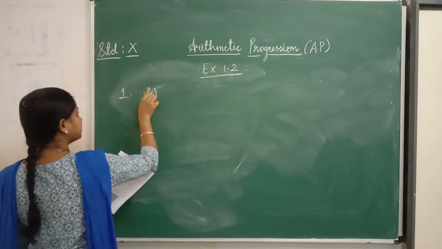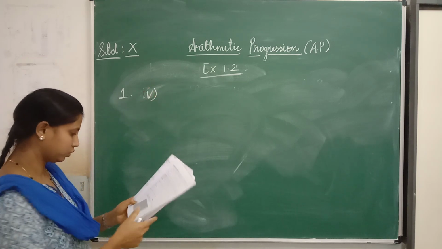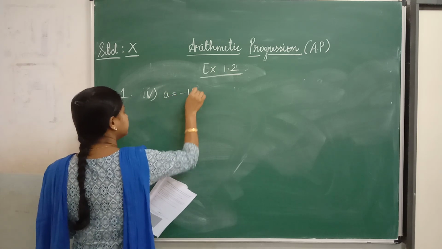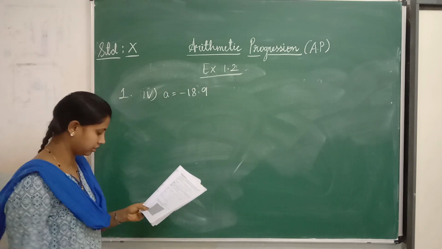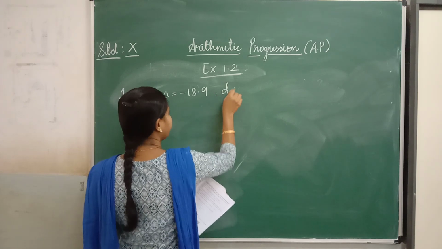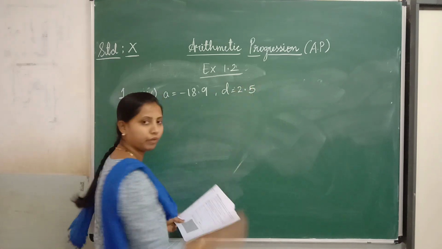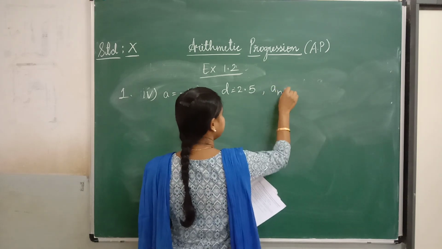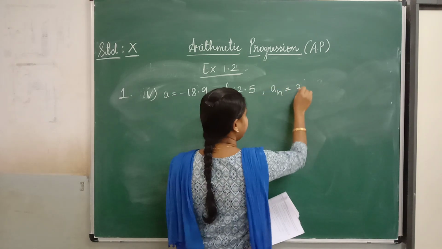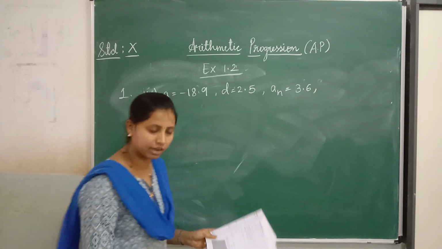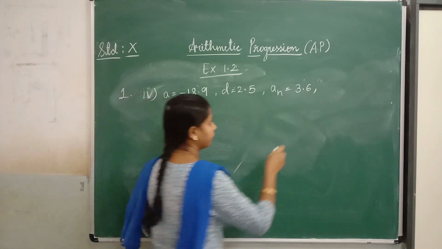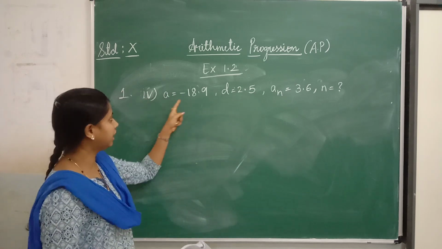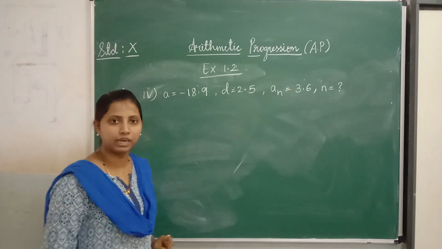Fourth one. Let's see. In the fourth one, a is given as minus 18.9. Then d is given as 2.5. An is given as 3.6. And the blank is in the n column. That is, you have to find n. Yes, children? 3 are given. You have to find the fourth one, that is n.